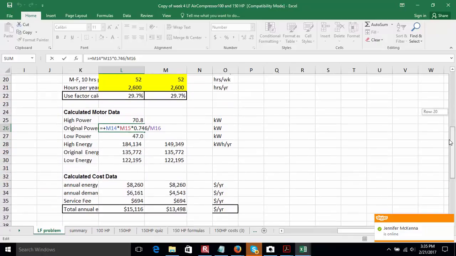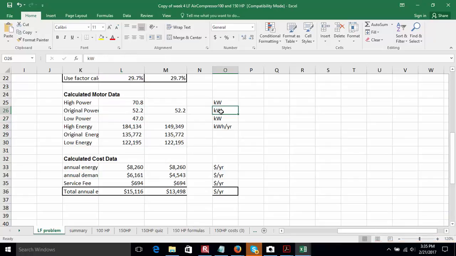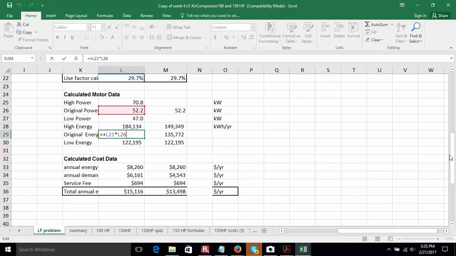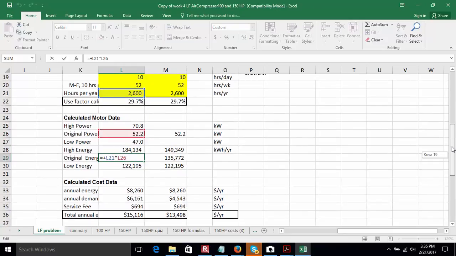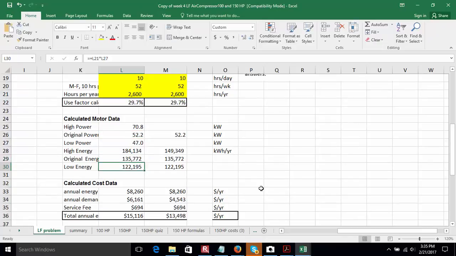So it's the load factor. There's the power in kilowatts. Here is the original energy in kilowatt hours, because we've multiplied hours per year times kilowatts, to get kilowatt hours per year. Okay, so that's where that comes from.